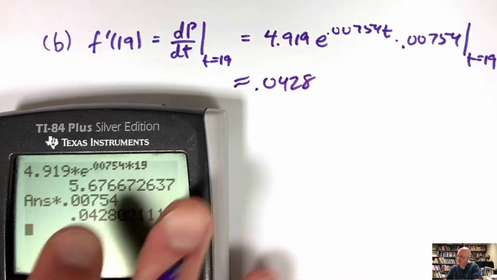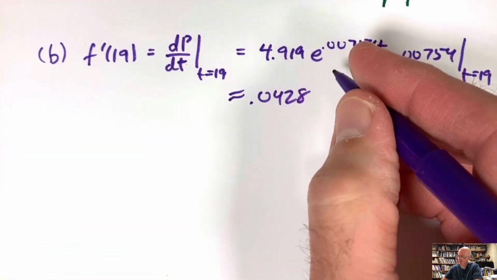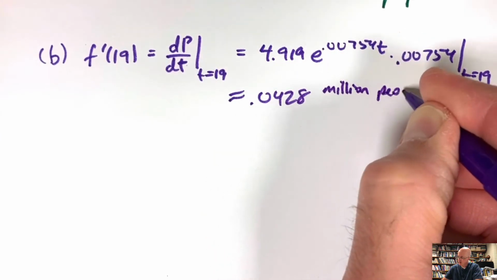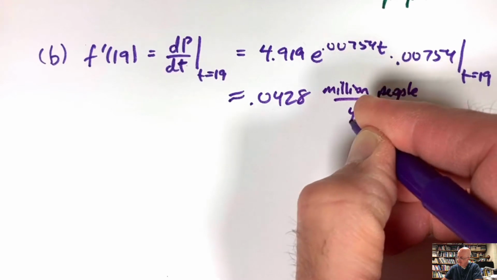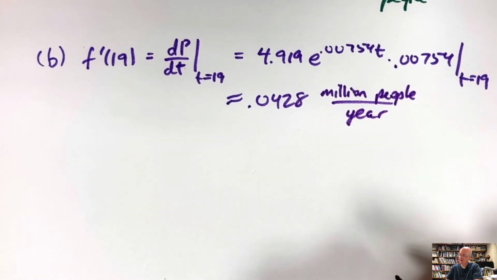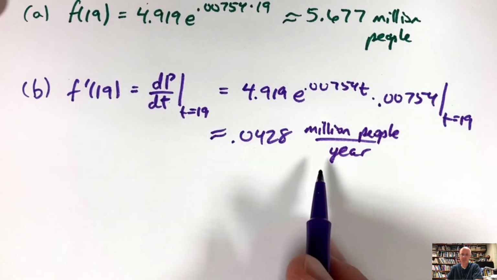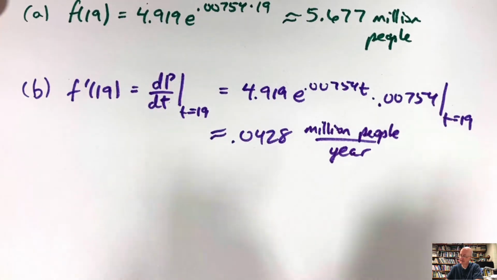0.0428. What are the units? This is very important. This would be million people per year. That's the rate of growth, the instantaneous rate of growth, or the estimate for the instantaneous rate of growth in the year 2019. The population is growing by that many people per year, approximately.